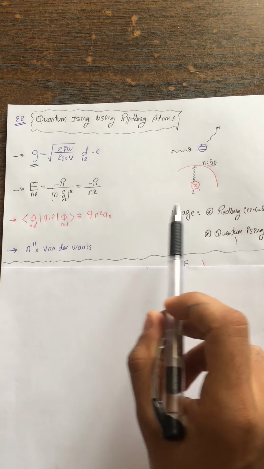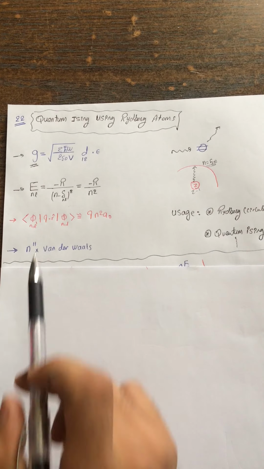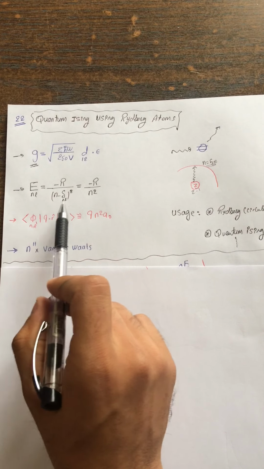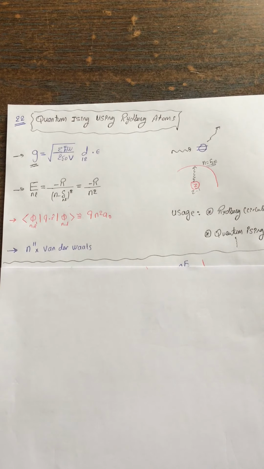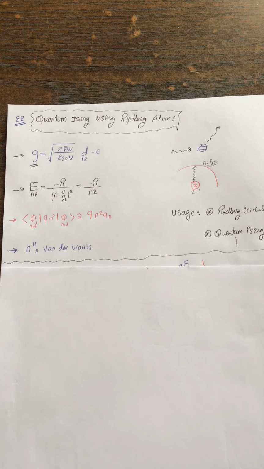Let me tell you something important also. For this relation of the energy, you can express your Rydberg energy in terms of the dependence on n square, but remember this quantum defect from atomic physics has to exist.